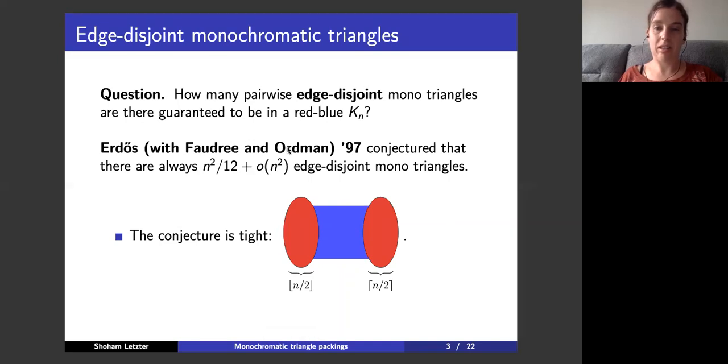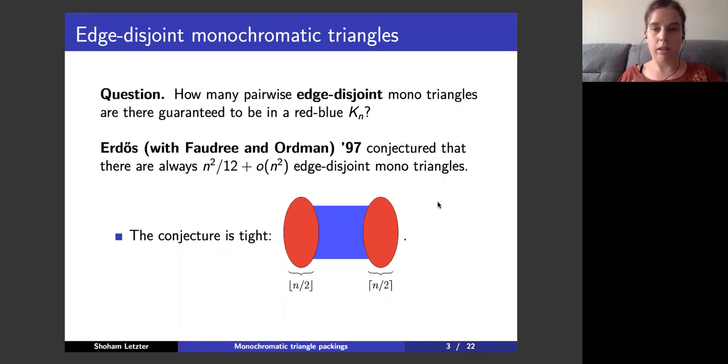This, if true, would again be tight by the kind of example that we had previously. Here n can be even or odd. I partition the vertices into roughly equal sets, put red within, blue between, and you can see again the blue edges don't contribute anything, and the red edges, if you count how many, are roughly n squared over 4. So if we have edge-disjoint red triangles, we will have at most n squared over 12.